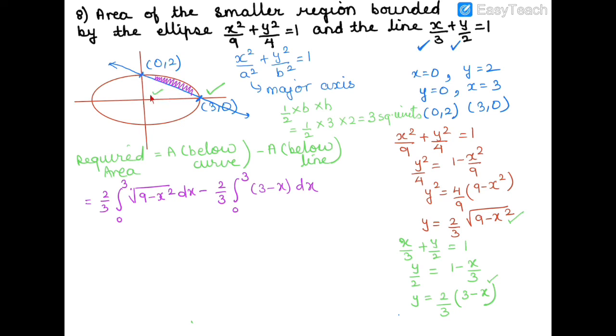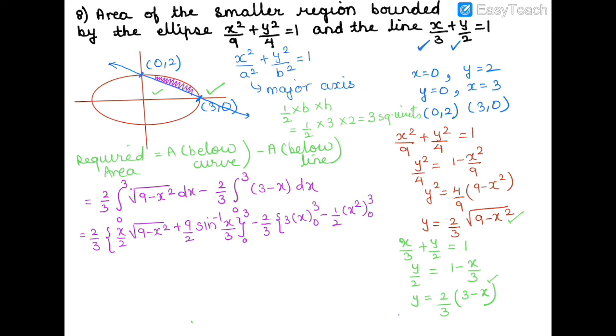Now this line along with the x and the y axis made a triangle, so I know my second part answer is 3. However, we shall solve this, and therefore this will give you 2 by 3, and I get x by 2 under root 9 minus x square plus a square by 2 sine inverse x by a, limit is 0 to 3 minus 2 by 3, and this part is 3x, limit is 0 to 3 minus x square by 2, limit is 0 to 3.